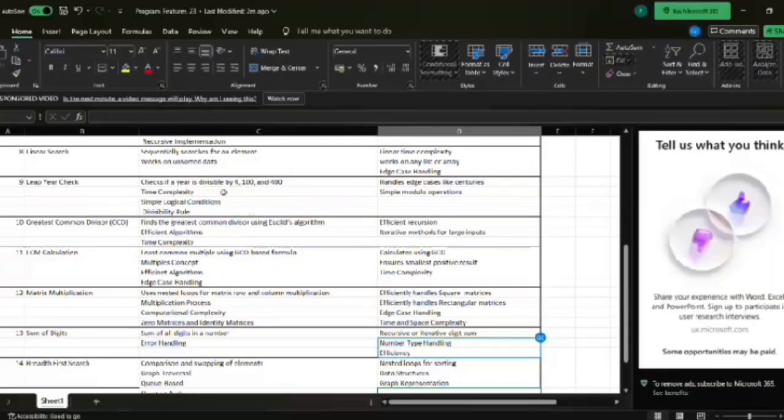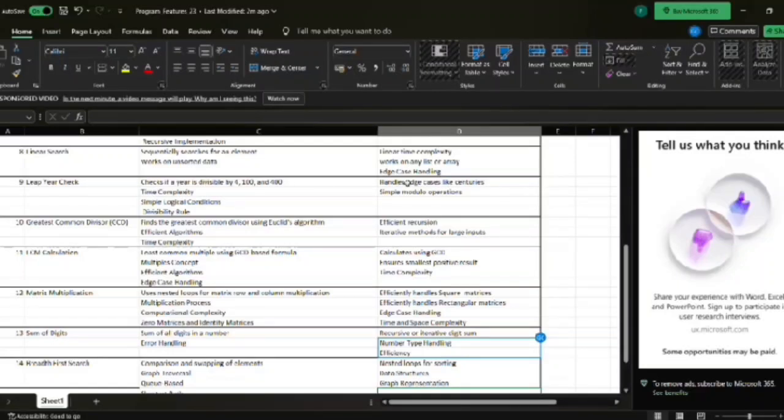12. Matrix multiplication. Nested loops. Matrix multiplication involves nested loops to iterate over rows and columns. Computational complexity. Matrix multiplication has a time complexity of O(n^3) for general matrices.